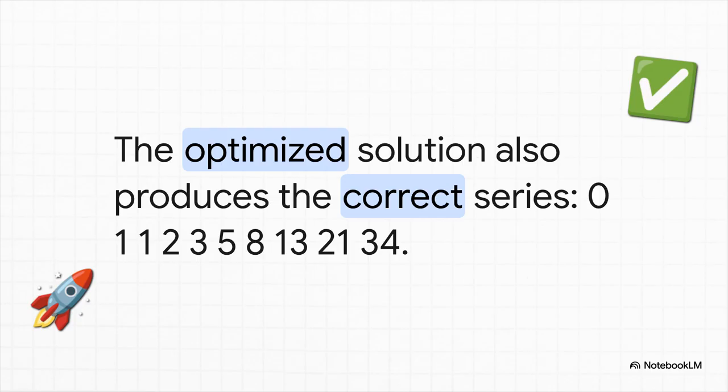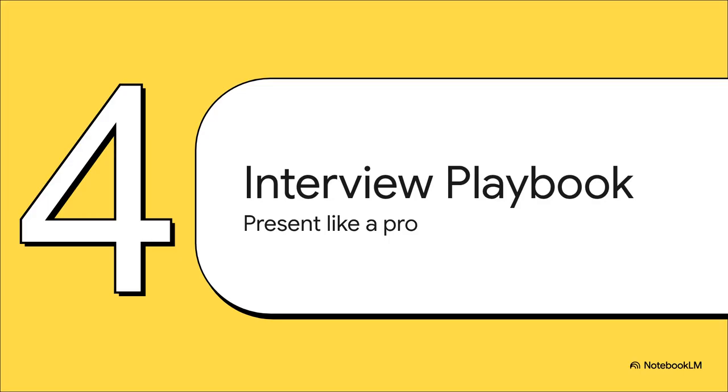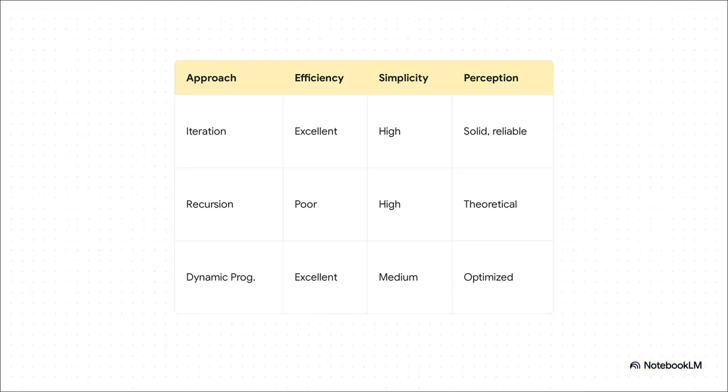That's the whole journey. Okay, so how do you actually use all of this in an interview? Because it's not just about slamming down code, it's about telling the story and showing your thought process. Let's walk through the playbook. Think of this table as your cheat sheet. When an interviewer sees the iterative solution, they think, okay, solid, reliable engineer. When you talk about recursion, they think, they understand the theory. But then, when you bring up dynamic programming, they think, wow, this person actually thinks about optimization. Being able to explain these trade-offs is the real goal here.